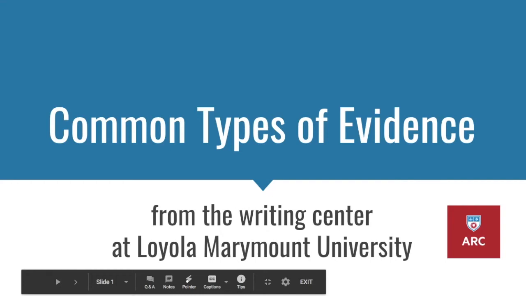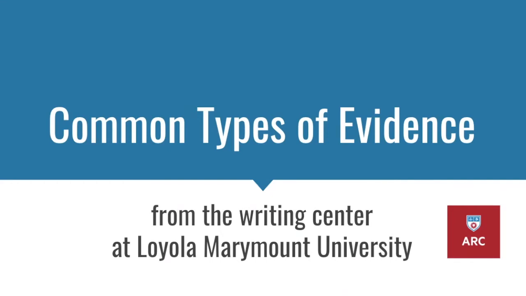This is part 2 in a 4-part webinar series about using source information in your writing. So this video is going to focus on different kinds of evidence that you might include to support the claims that you're making in your research-based argumentative academic writing. So here we go.